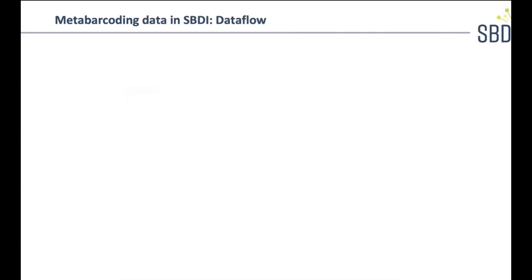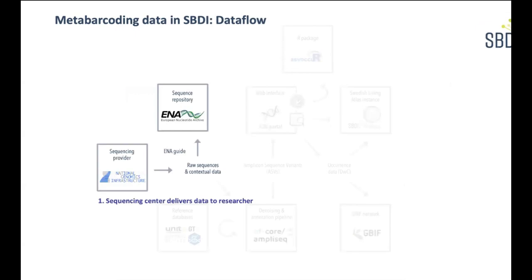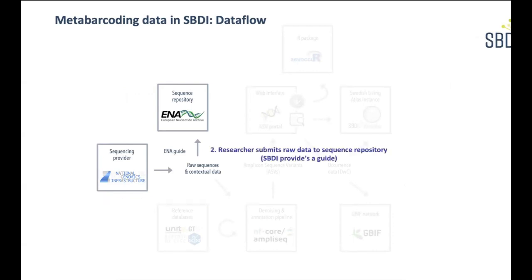Okay, and how does the data flow in SBDI look? So basically, you start with getting your sequences, often from a sequencing provider like NGI. They deliver the sequences to the researcher. We are not actually storing any raw data in SBDI. There are excellent repositories for this. It is, though, a bit tricky to submit the data, and especially the metadata. And for this, Maria has developed a guide that she will tell about soon. So we expect the researchers to submit their raw data to ENA or NCBI.